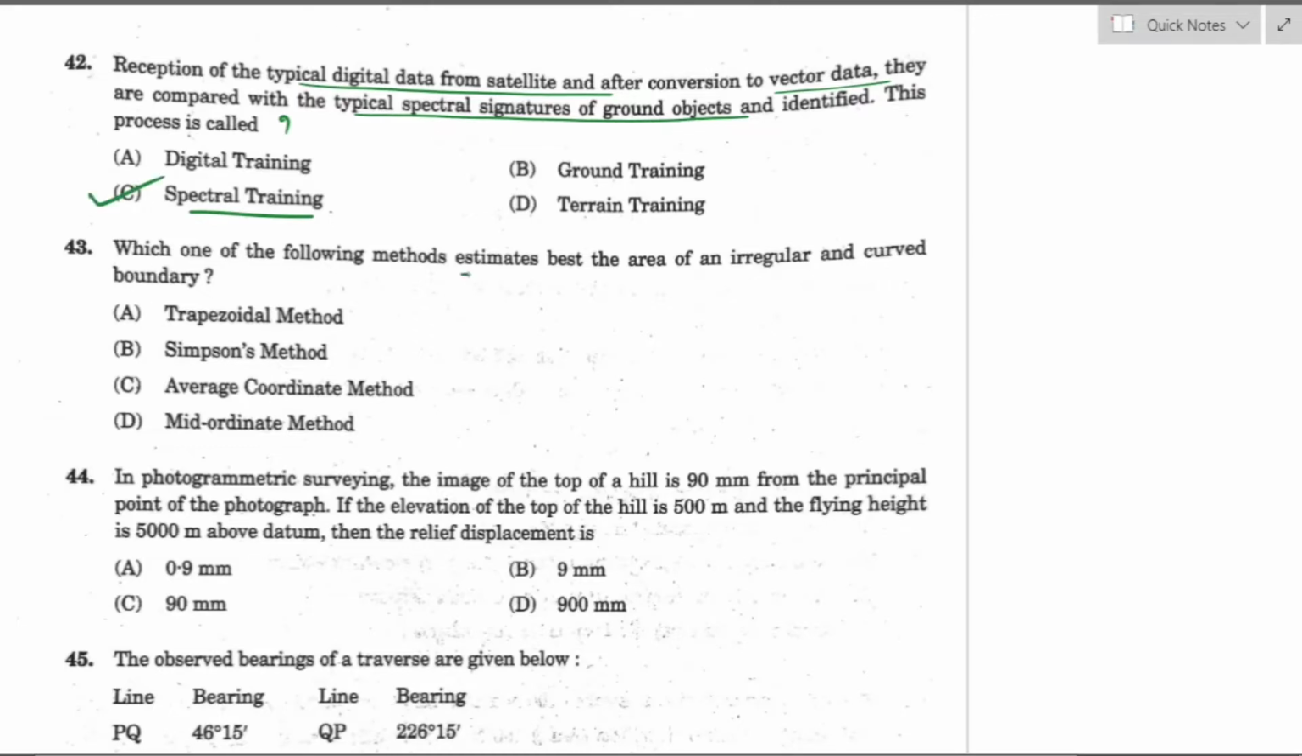Question number 43. Which one of the following method estimates best area of irregular and curved boundary? So to calculate the irregular and curved boundary, the best method of estimation will be by Simpson method. Option B is the right answer.